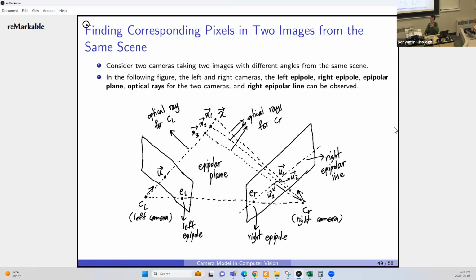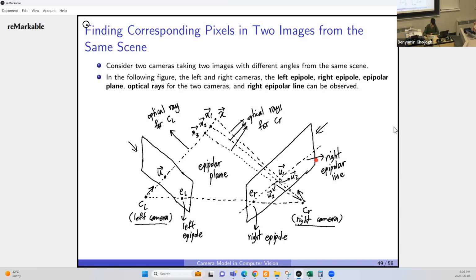In this section, by the way, we are going to derive two very important and fundamental equations in computer vision. Very important, okay? We'll see that. So we have two cameras facing toward one scene. I call them the left camera and the right camera. We denote them by CL and CR. L stands for left, R stands for right. They have two frames, and they will produce two images.